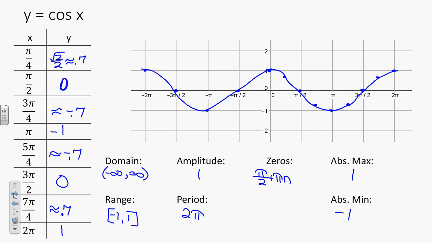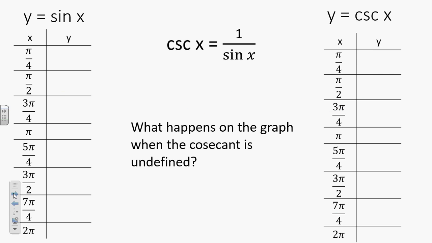Okay, they look the same, don't they? It's just that sine starts at 0, 0, and goes high and then low and back to the middle. Cosine starts at 1 and goes low and then comes back up and touches at the top. Okay? All right, here comes the next one, which is the cosecant.